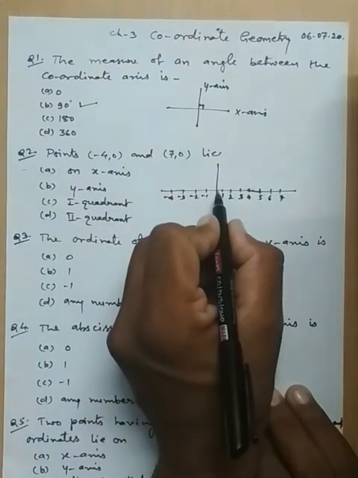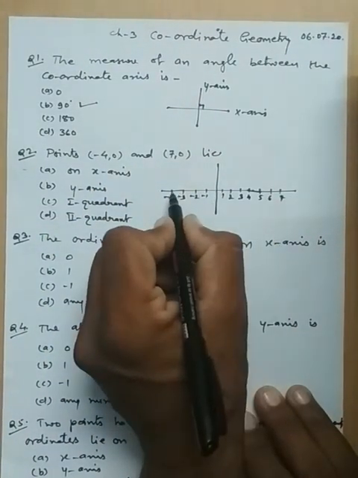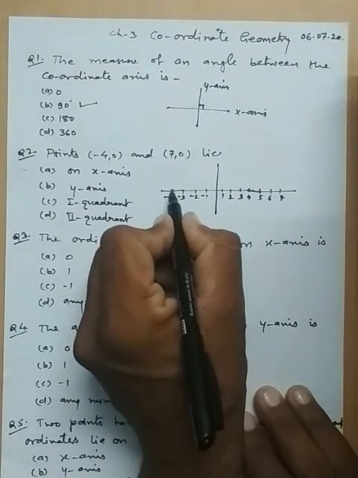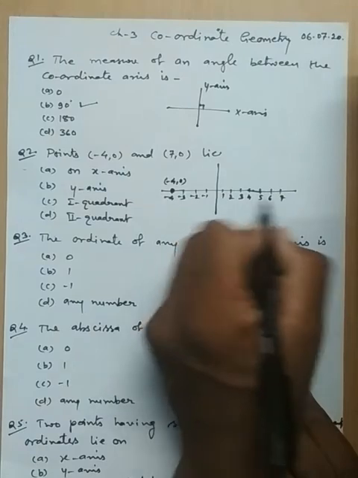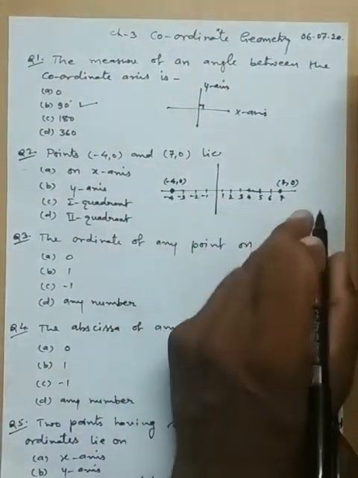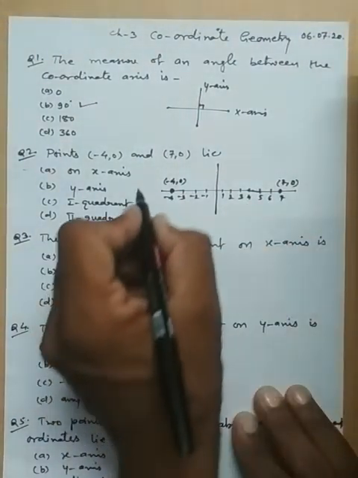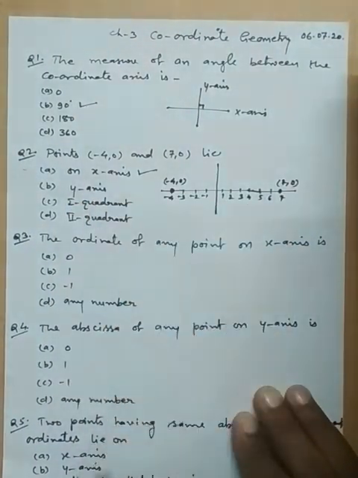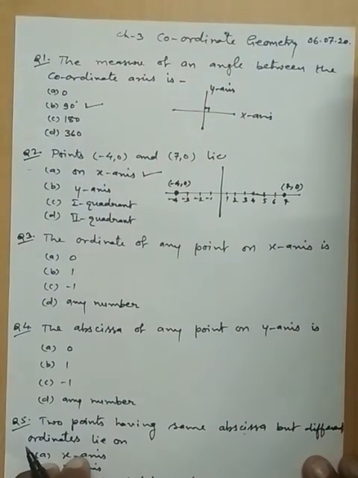So for (-4, 0), first we move to -4 on the x-axis and then 0. This point is (-4, 0). And this point is (7, 0). Both the points are lying on the x-axis. The horizontal line is the x-axis. So the first option, on the x-axis, is correct.